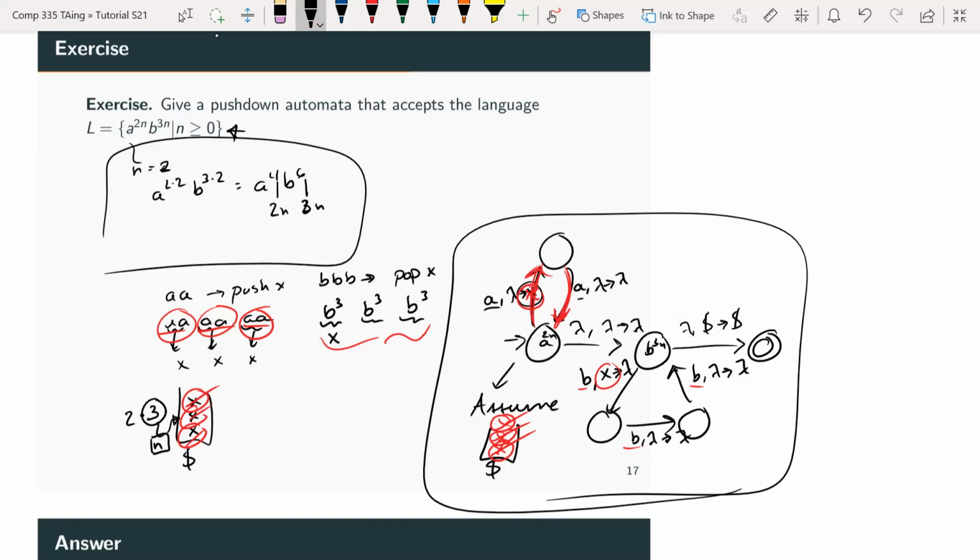So for each B, you want to push 3 X's. Oh, I see. Yeah, that's a different way of doing it. Except that you can't do that because here, you can only read the top of your stack. You can't read 3 X's, right? You can push anything you want, but you can't read anything you want because it's still just a stack. So, you know, like in data structures, you can only look at the very top or first element. Okay.